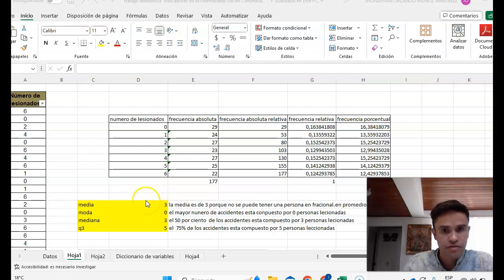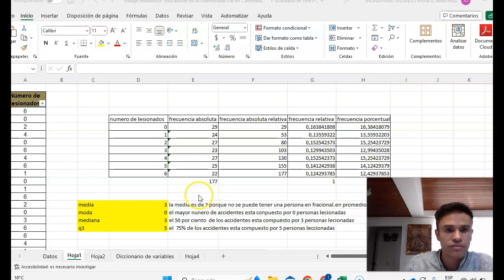Also we can find the absolute frequency, which is the number of times the accident is repeated. For example, the number of cases where an injured person has been involved is 24. There is also relative frequency. This one is the representation of the absolute frequency, defined between the intervals 0 and 1.